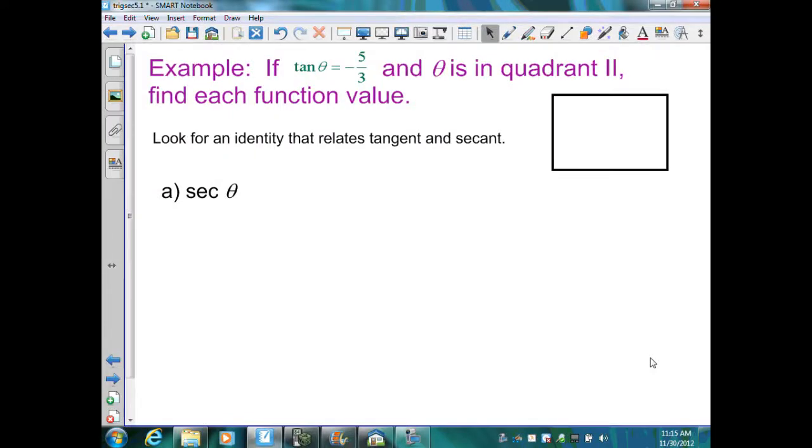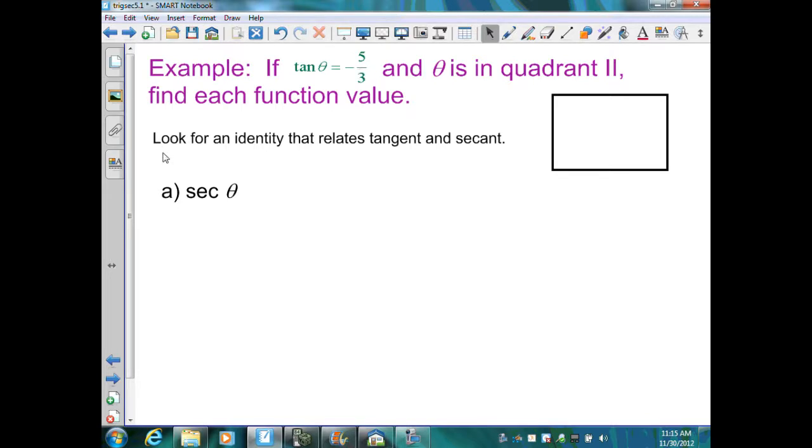On previous slides, we've identified identities. And we've actually used identities to prove other identities. So we've already started examples of using identities for solving problems. Here's a continuation of an example. What we have is tangent theta equal to a negative 5/3, and theta is in quadrant 2. That'll become important if we need to find sine or cosine or one of their reciprocal functions. And what we want to do is find the value of every function that's given to us. We want to find secant theta knowing that I have tangent theta equal to a negative 5/3.